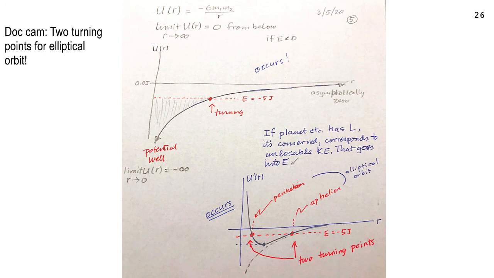Now, to draw in your red total energy, right? So this is minus 5 joules or something. Or 5 terajoules or whatever it happens to be. Now, if you have some angular momentum, something that puts you on an orbit, look at what you got. You got 2 turning points. There they are.